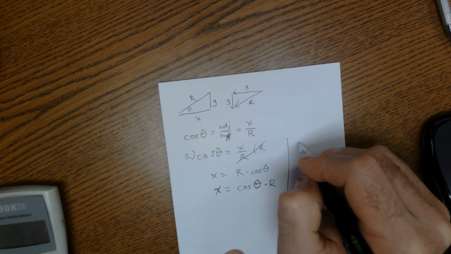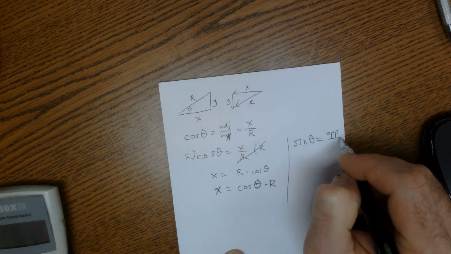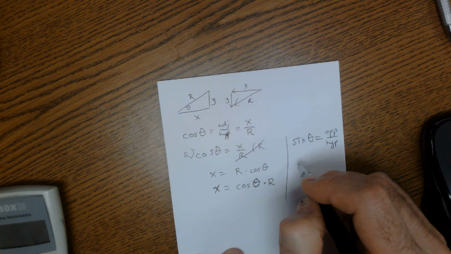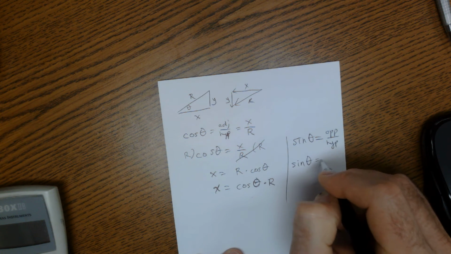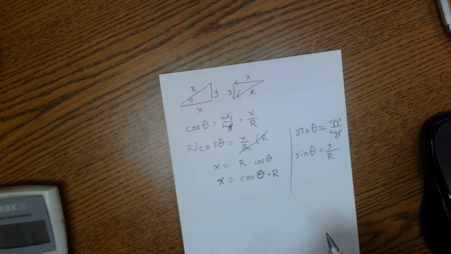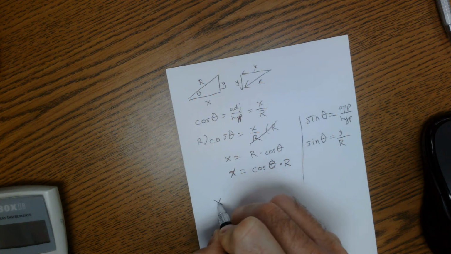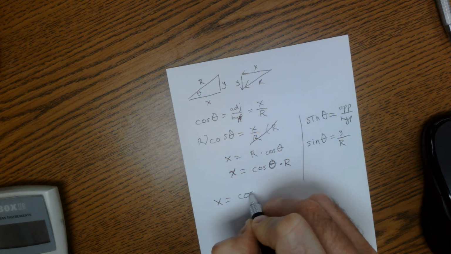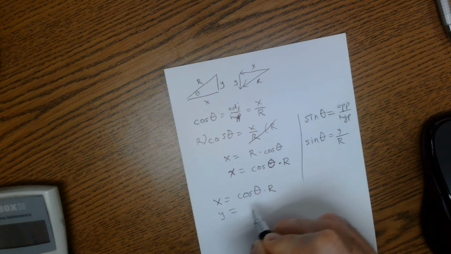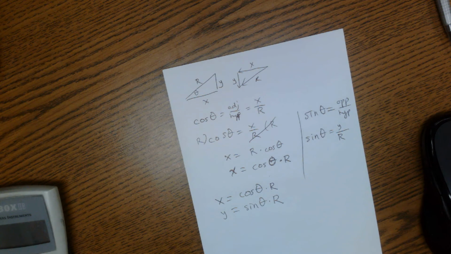Again, you would have sine theta equals your opposite over your hypotenuse. Subbing in x's and y's, we would have sine theta equals y over r. If we rearrange that, again we end up with this set of formulas. We have x equals cosine theta times r, and y equals sine of theta times r.